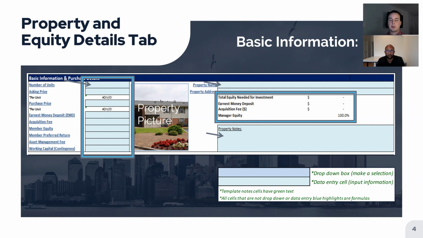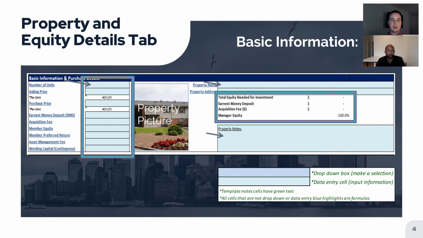I always like to throw in here the property name. I put in the property address just for quick reference. And then I usually like to throw in a picture of the property, so when I go back for quick reference, I can see what the property looked like when I'm looking at the financials as well. So we've got earnest money deposit, right? That's the money you're going to have to include as your deposit when you're putting a deal together for the property. We've got your acquisition fee, right? That's the percentage that you're charging for the GP in order to put the deal together and to be compensated on the front end when that deal closes.